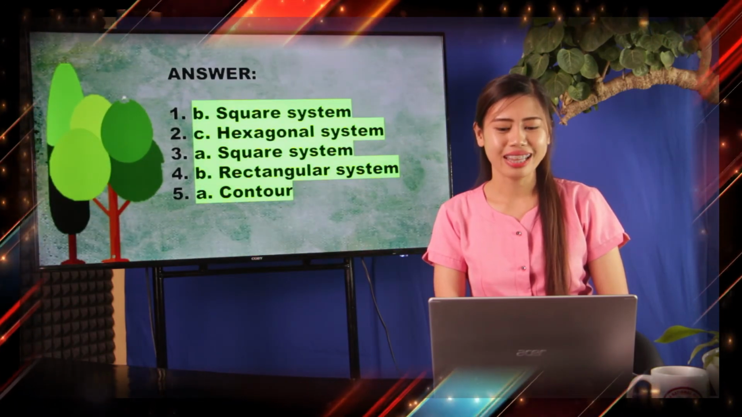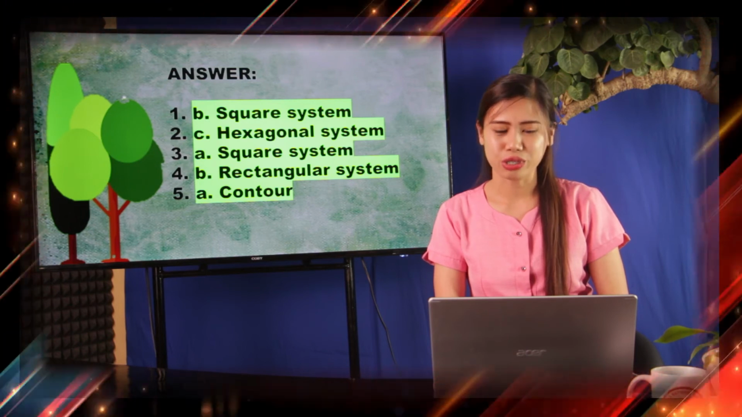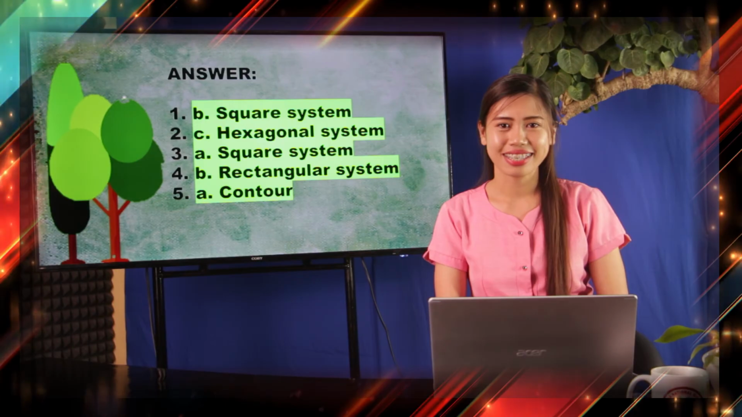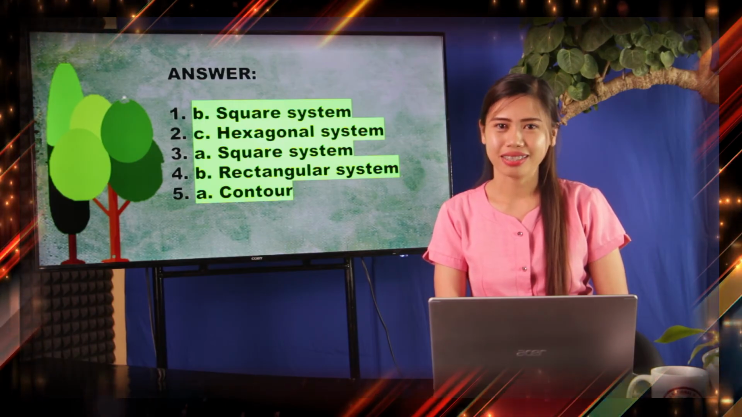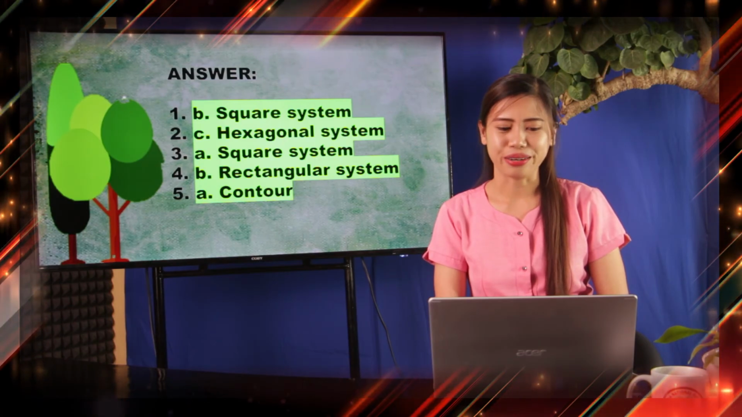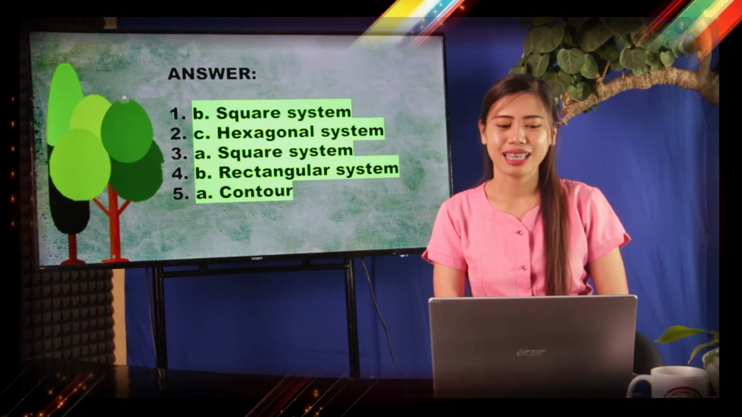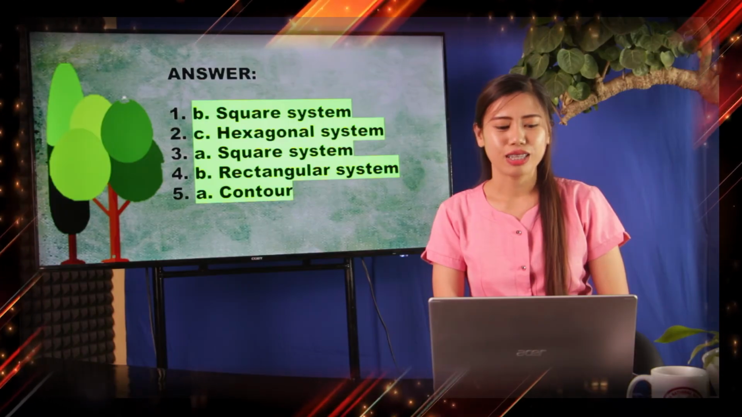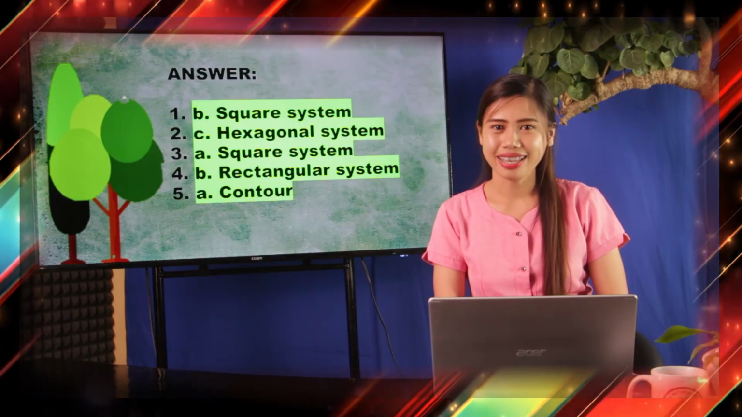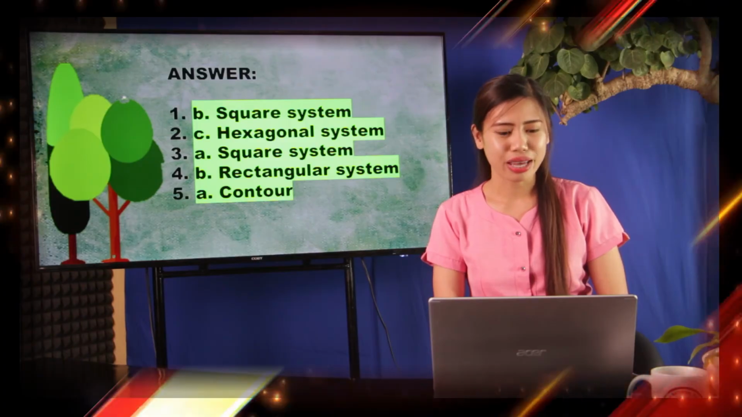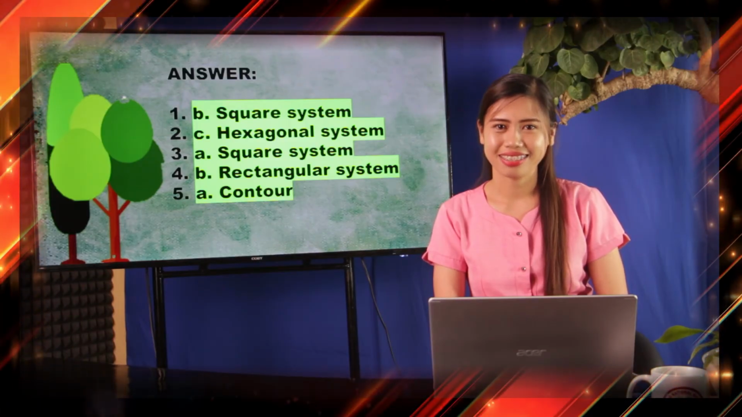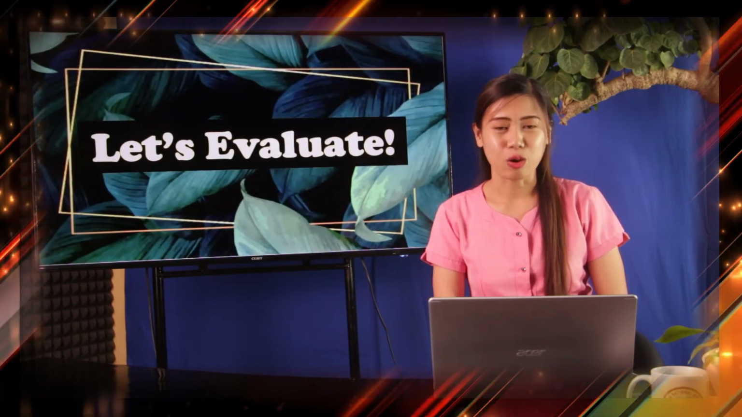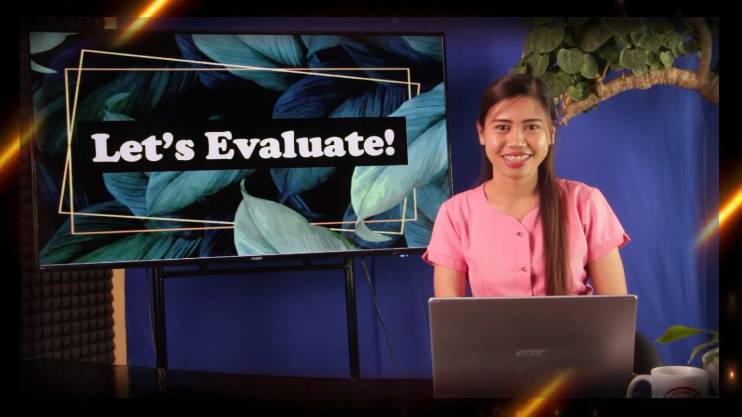Now let us reveal the correct answer for each question. For number 1, the correct answer is letter B. For number 2, letter C. Number 3, letter A. Number 4, letter B. And number 5, letter A. You did great! I hope you got the correct answers.